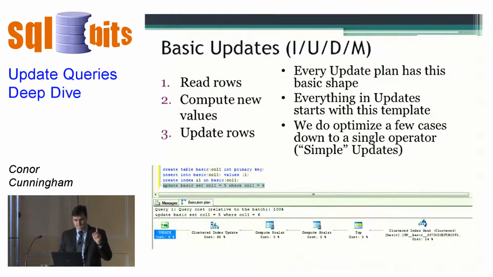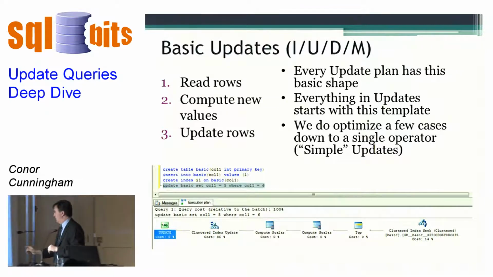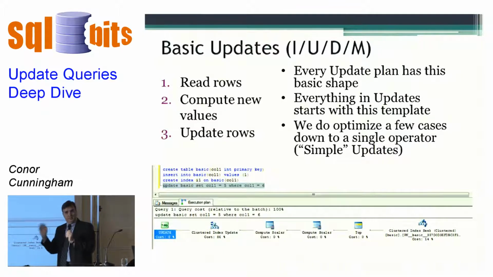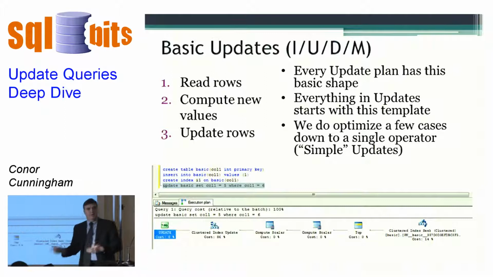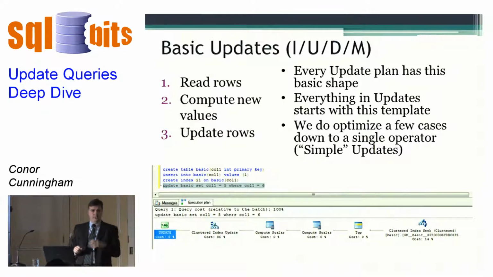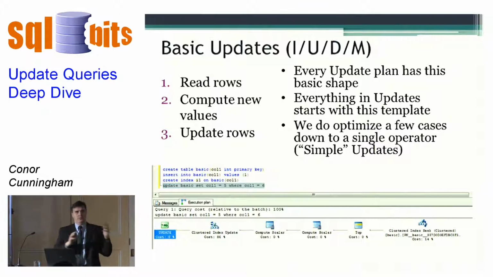Okay, good. So if you have an insert, instead of having a seek, you'd have a constant table here, which is just an in-memory representation of whatever your scalar values are. If you had a delete, we would filter, and then instead of the update, you'd have the delete operator at the end. So they all have basically the same pattern. Find the rows, compute new value if you need to, do whatever your modification operation is if you need to.